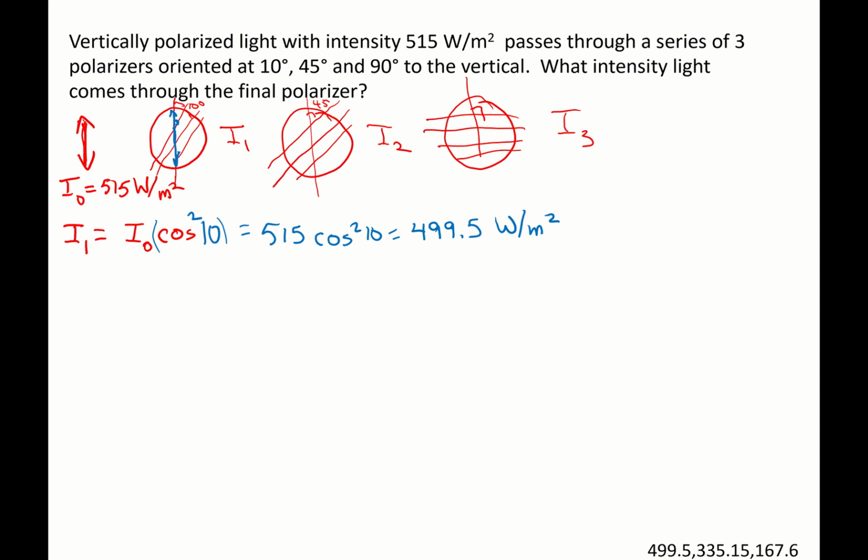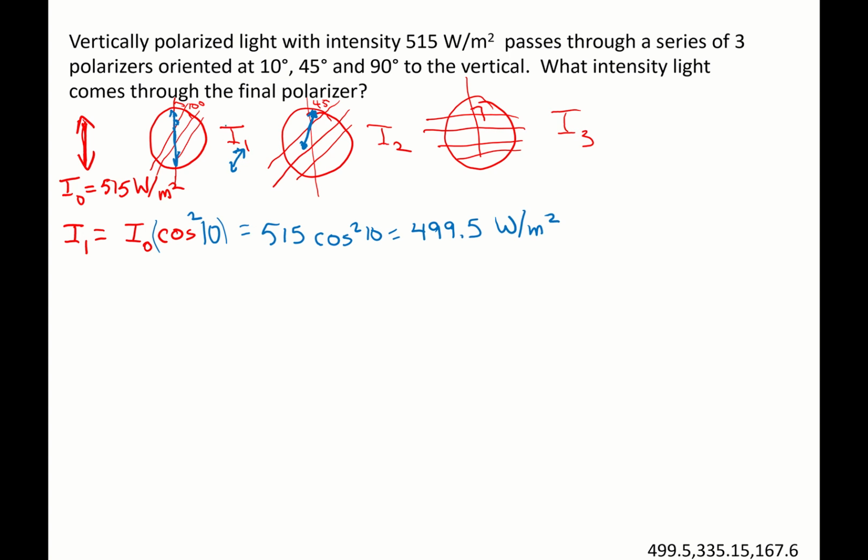So now I've got light in between polarizer 1 and 2. It's going to be at an angle of 10 degrees. I drew that a little bit too slanted, so let's draw it on here. So it's going to be at an angle of 10 degrees. And the next polarizer axis is at 45 degrees to the vertical.